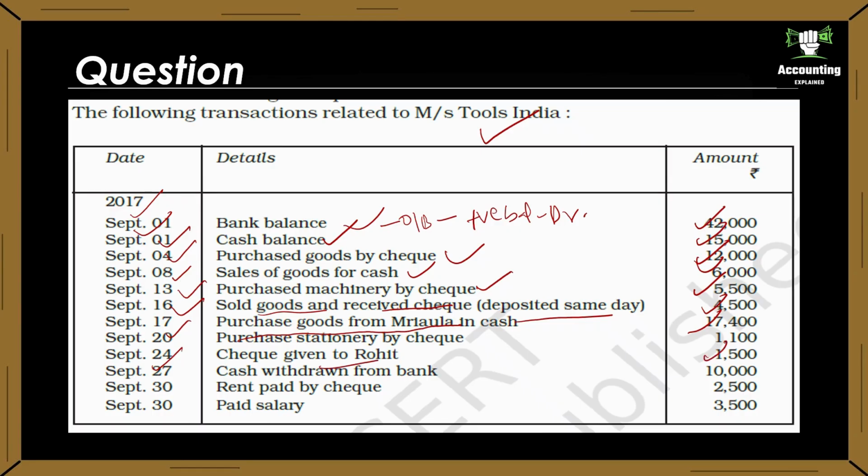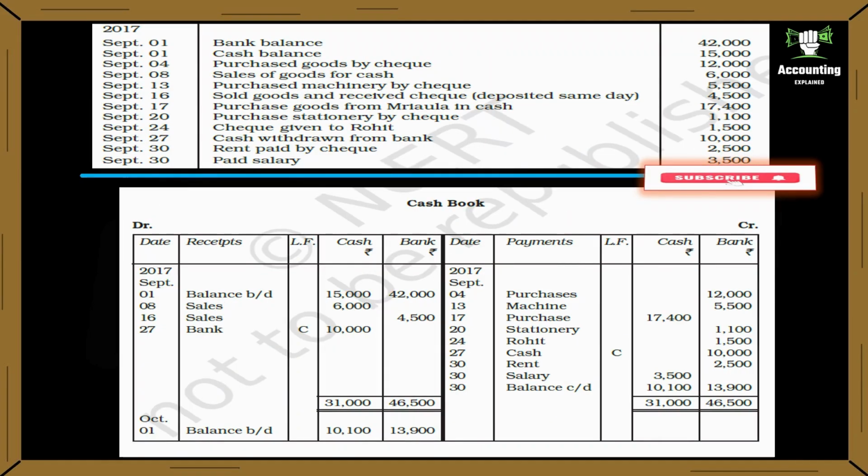September 27th, cash withdrawn from bank 10,000. September 30, rent paid by check 2,500. September 30, paid salary 3,500. We are going to do the solution now. So we are opening a cash book which has 10 columns, DR on the left side, CR on the right side.